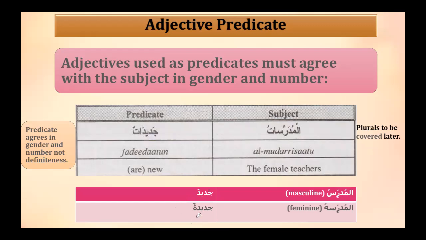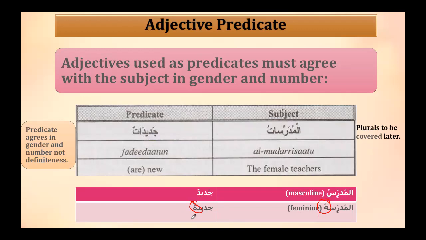Now, we already said before that if it's feminine, you sometimes have to add the ta marbuta at the end. So look here, if I want to say feminine, I'll say al-mudarrisatu. I don't say tun because I put an al in front of it, right? So al-mudarrisatu jadidatun. Here your predicate has to match your subject because the subject is feminine.